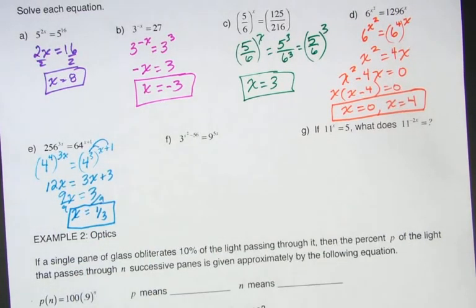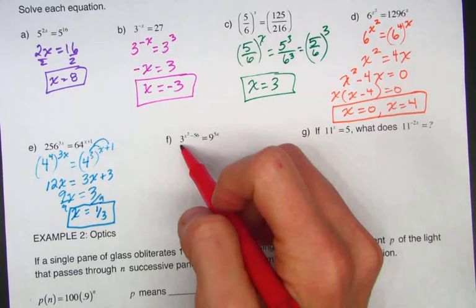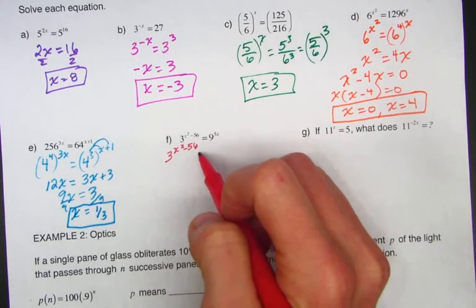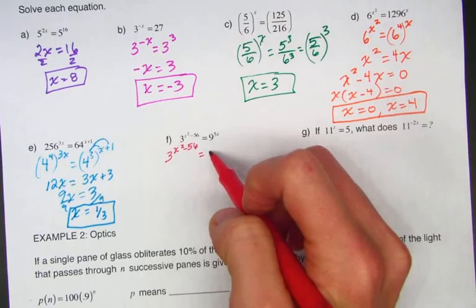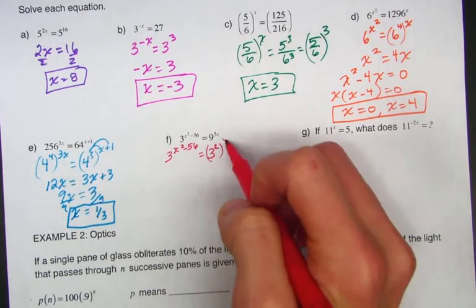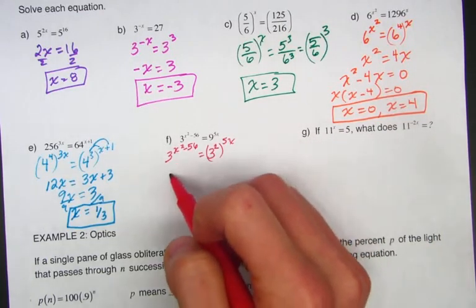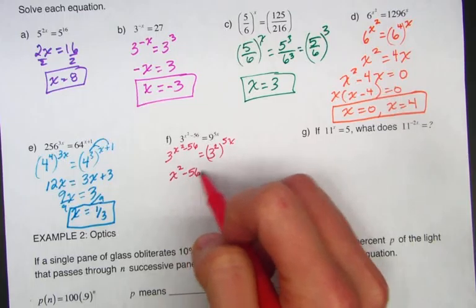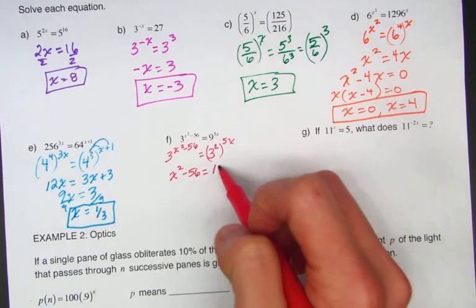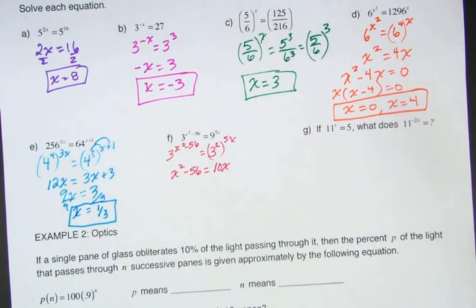Okay. For f, what is the base we're going to want to use for both of them? 3. So this one already has 3 for the base. How do we change the 9? 9 is 3 squared to the 5x. On the left-hand side now we have x squared minus 56. What are we left with on the right-hand side here? 10x. What are we going to need to do to solve?